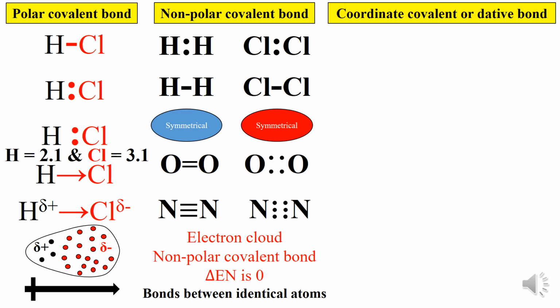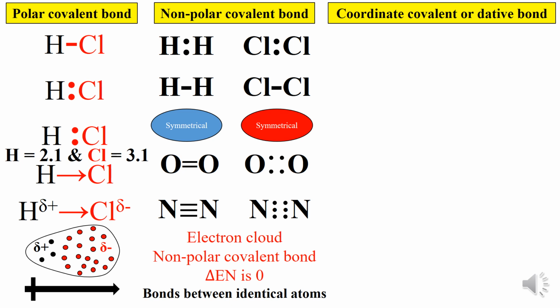And what about the coordinate covalent bond or the dative bond? Now in case of coordinate covalent bond or the dative bond, you find there is mutual sharing of electrons between the atoms involved in bond formation, but one highlighting feature is that the shared pair of electrons comes from the same atom or only one atom. So let me explain the concept of coordinate covalent bond or dative bond, mentioning three examples.